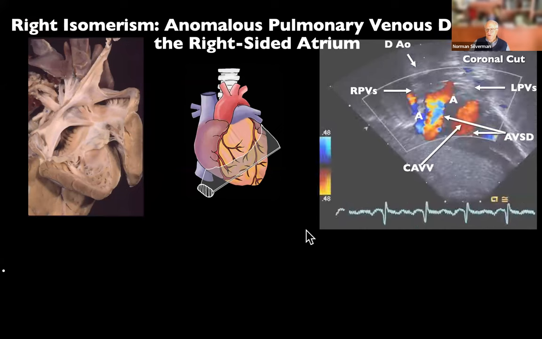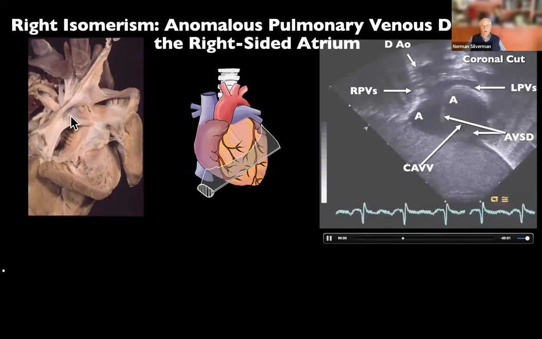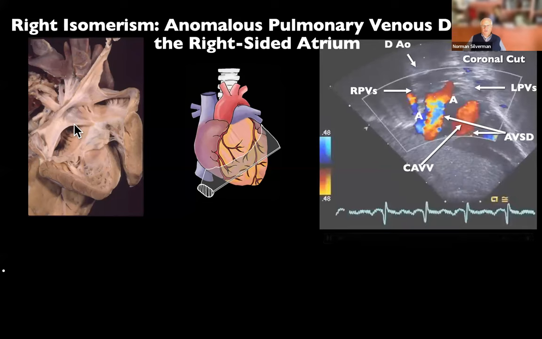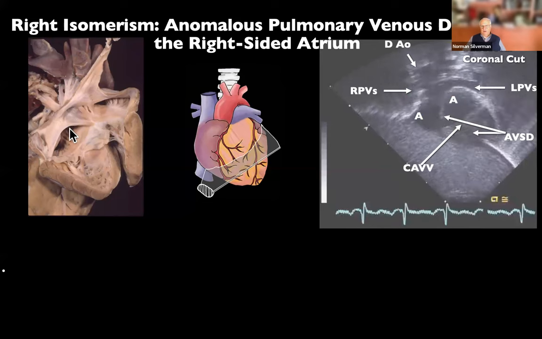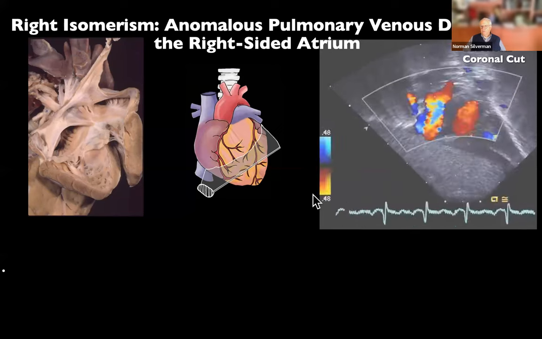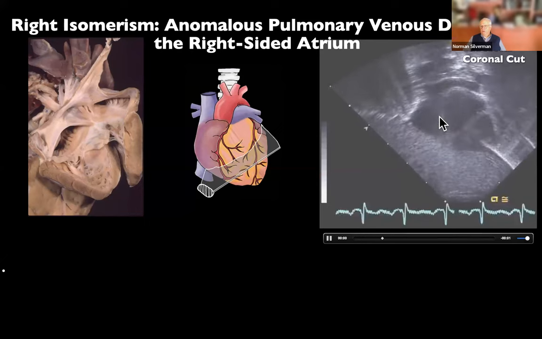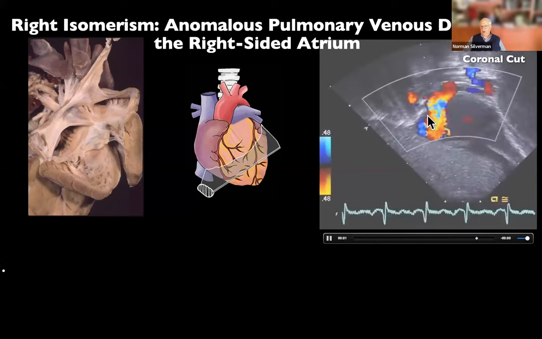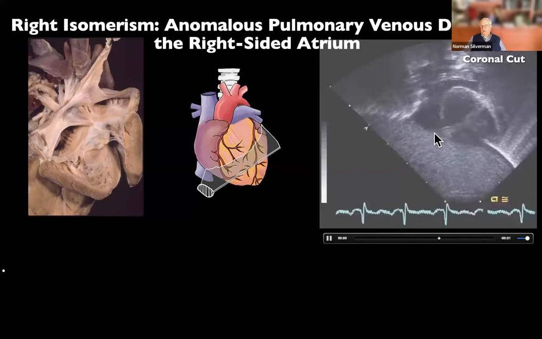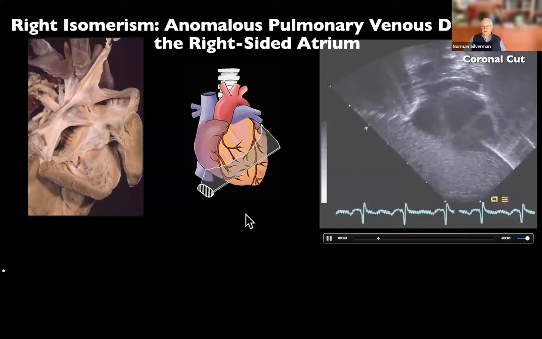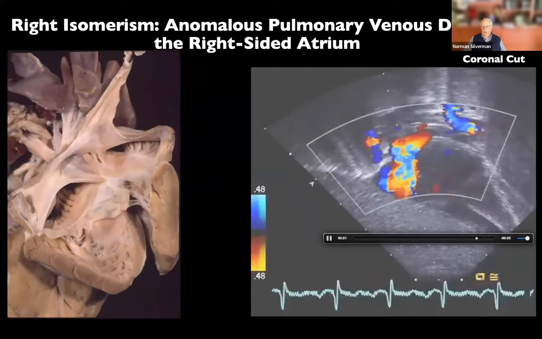I've shown you this in a fetus. I'm now showing to you in a postnatal example with anomalous venous drainage to the right-sided atrium here. These are quite easy to fix. All you do is you excise the septum here and put in a patch here, and that takes care of that, but you have to fix the AV septal defect as well.